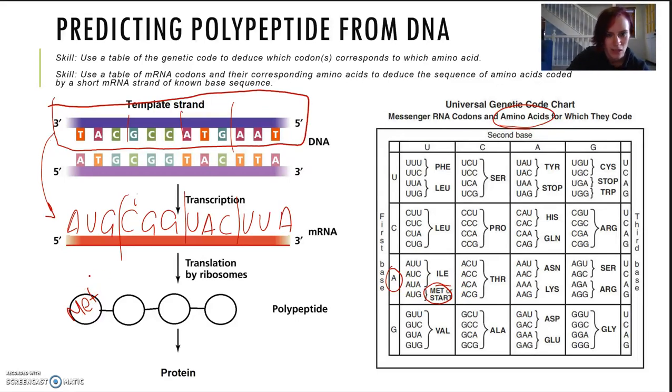Then we've got a CGG. So we'll come up here and go C, and we'll go across to G. CGG is an ARG, which is probably arginine, I can't remember. And then we're going UAC, so we'll go to here, U across to AC, so TYR, I can't remember the name of that one, and UUA, here's U, and here's A, so LEU. So that's literally our amino acid sequence building our polypeptide.